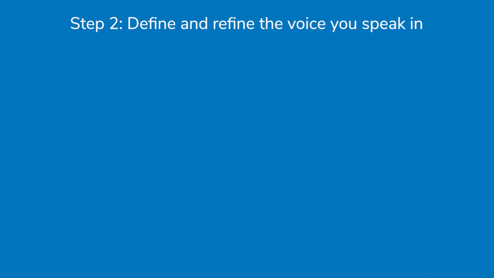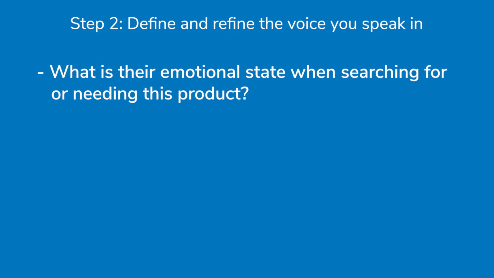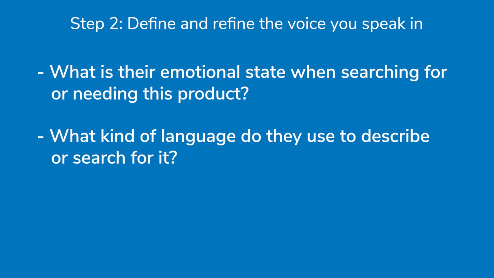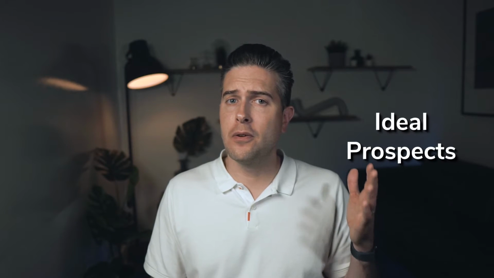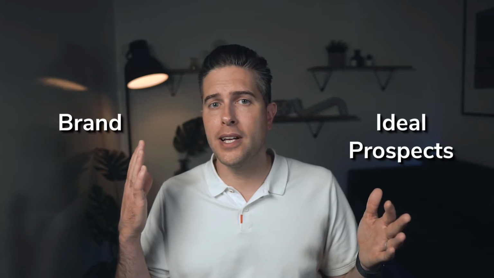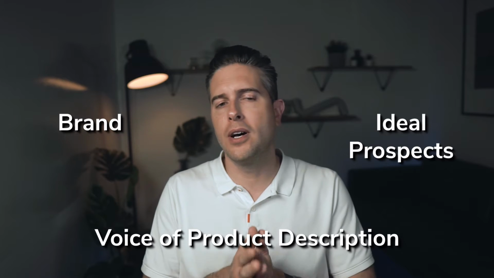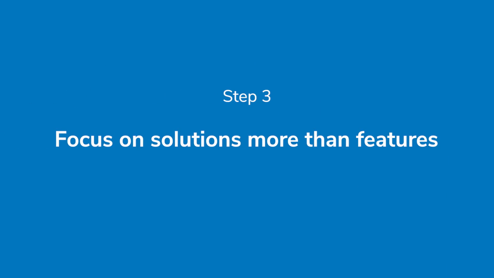What's right for your product descriptions will likely depend on two key factors. The first is your ideal prospect. What is their emotional state when searching for or needing this product? What kind of language do they use to describe or search for it? And second, your brand. What impression are you trying to make and what do you want to come across? Now, you need to balance how your prospect speaks and how your brand speaks to define the voice of your product descriptions.